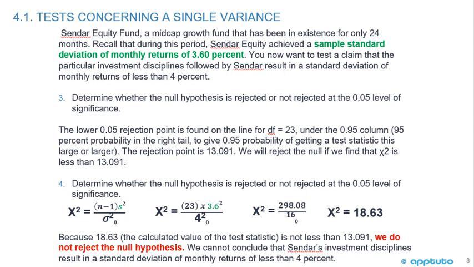Because 18.63, the calculated value of the test statistic, is not less than 13.091, we do not reject the null hypothesis. We cannot conclude that Cendar's investment disciplines result in a standard deviation of monthly returns of less than 4%.